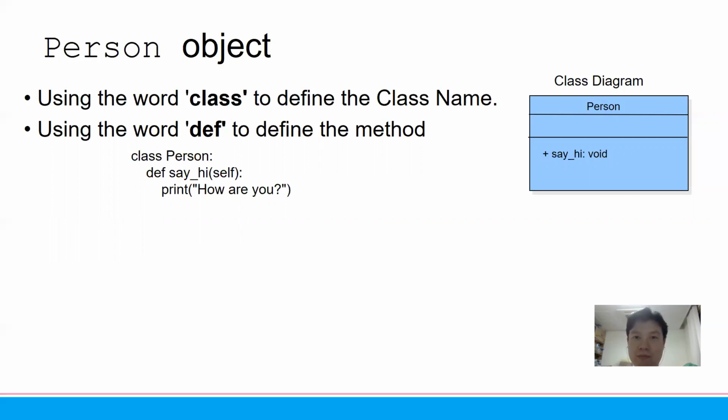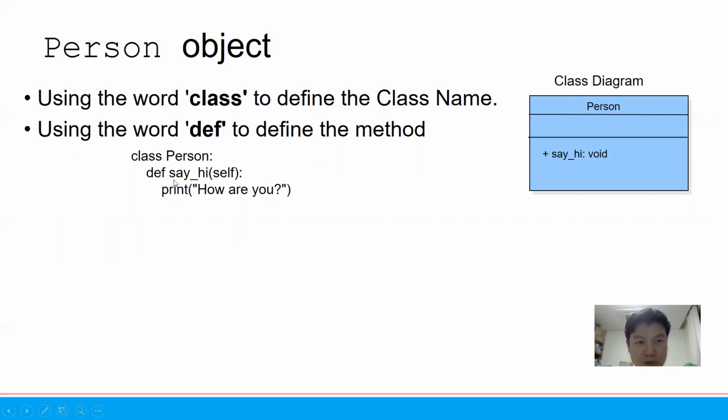So I will skip many details. I just give a brief introduction about the object. This is one example of the class diagram. Using the word class, it defines the class name. And if you know that we are using the def is to define the method.